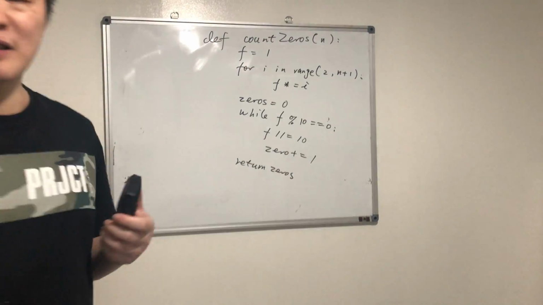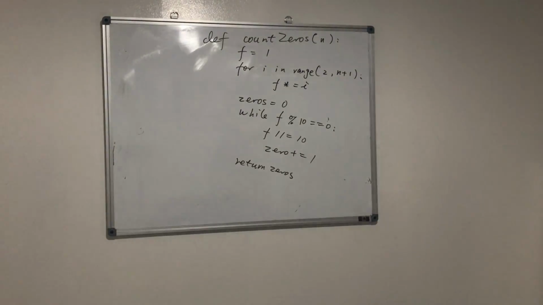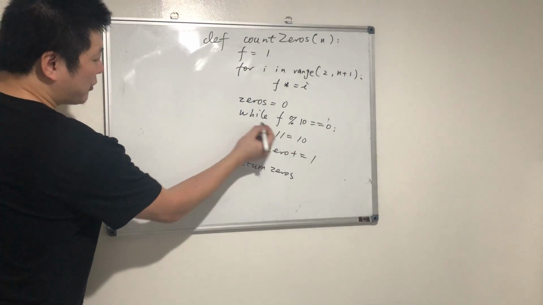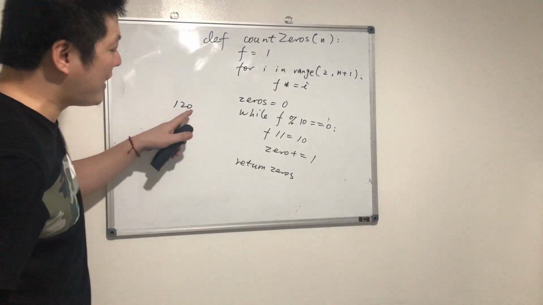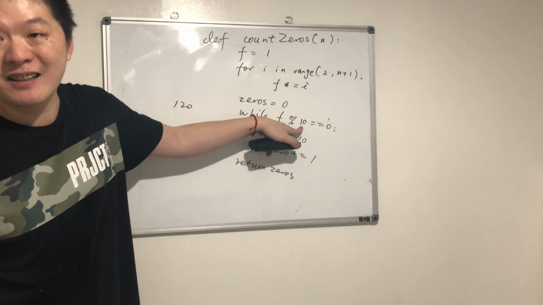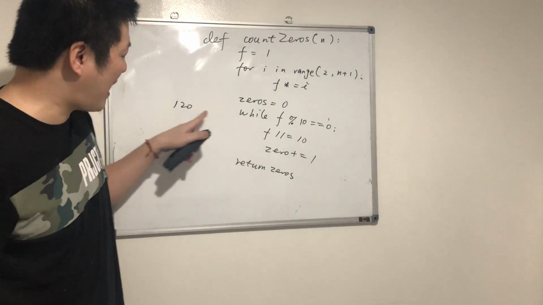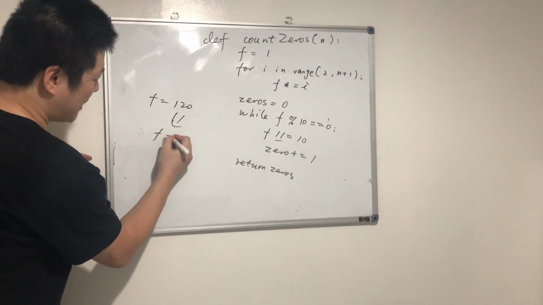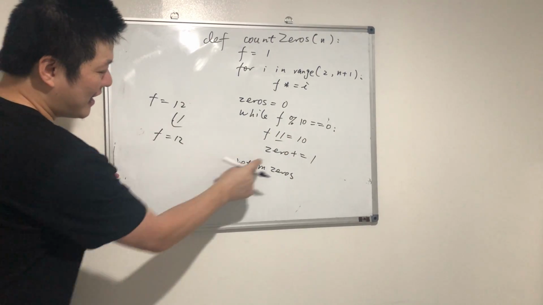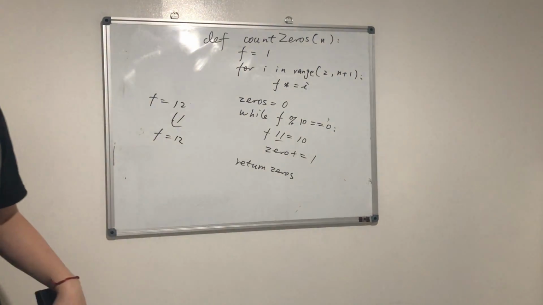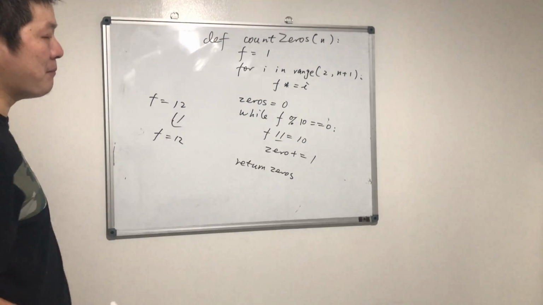Is it true? What's the time complexity? Look, do you understand this? If f is 120, 120 divided by 10, the remainder is 0, right? Then f becomes 12. I take away the 0 and increment zeros by 1, so it's 1, return 1. Do you get it? What's the time complexity?